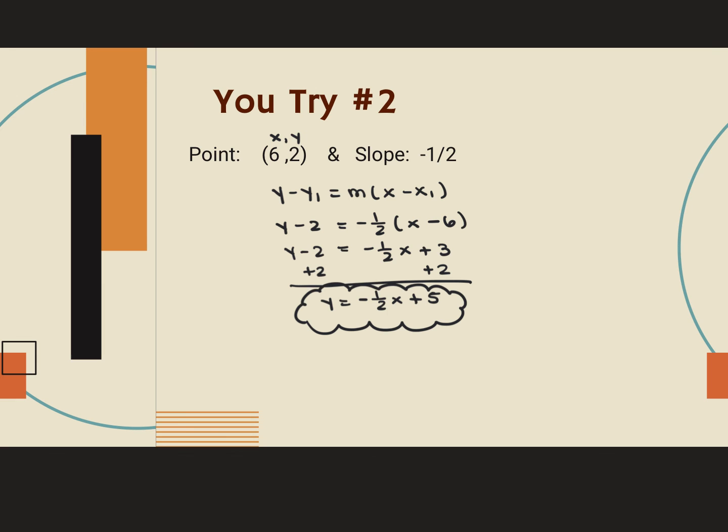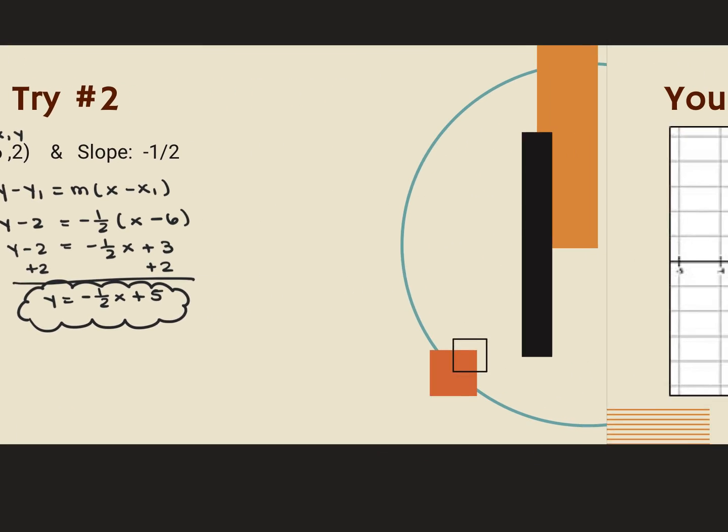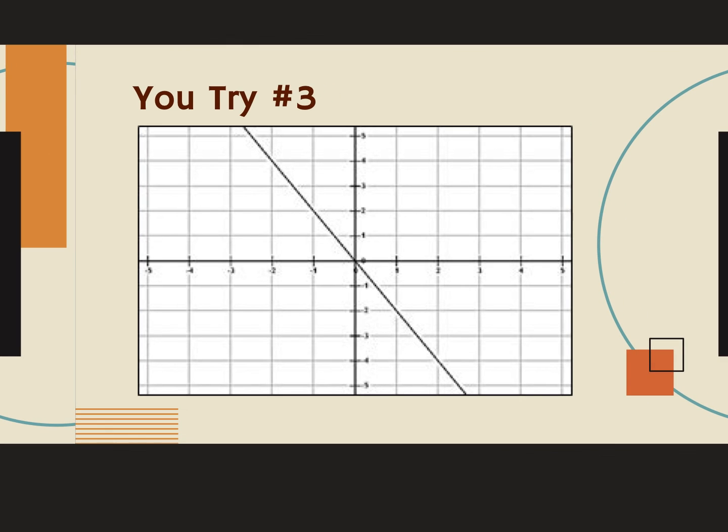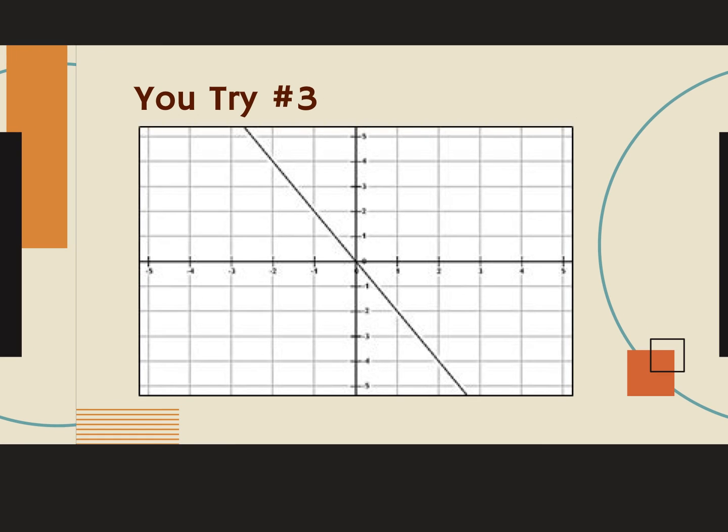All right. Let's take a look at the next example. Now we have a graph. So remember, with the graph, we have to first identify our y-intercept, which is going to be our b, and then identify our slope and put it in the form y equals mx plus b. So now I want you to pause the video and try this on your own.